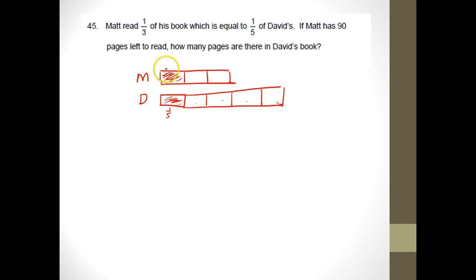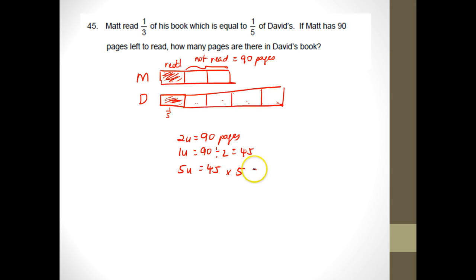If Matt has 90 pages left to read, so he read this. This is not read. Okay, so the not read is 90 pages. Therefore 2 units is 90 pages. 1 unit will be 90 divided by 2, which is 45 pages. How many pages are there in David's book? David has 1, 2, 3, 4, 5 units. So I take 45 multiplied by 5. My answer would be 225 pages.